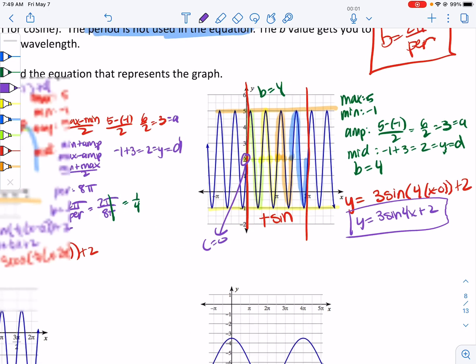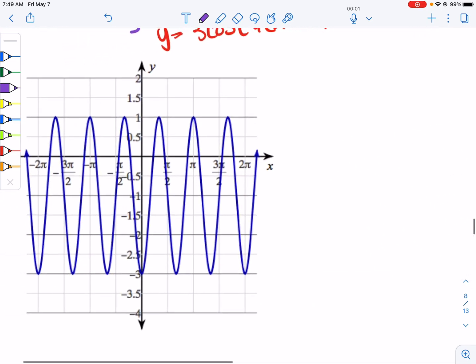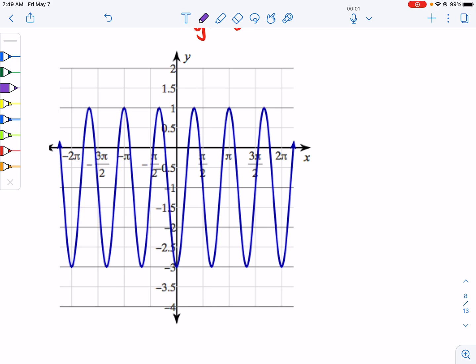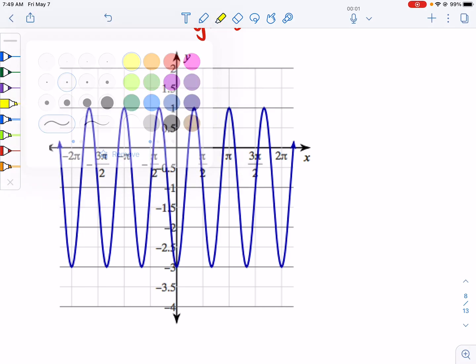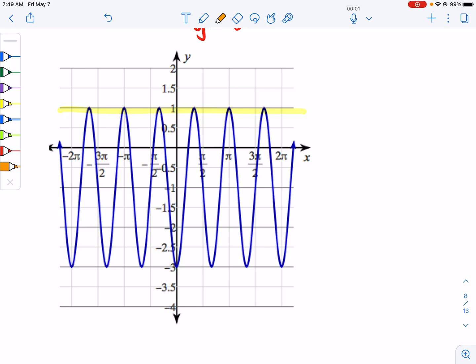Okay. So let's take a look at this one. Again, pause the video, see if you can find the amplitude, midline, max, and minimum. Okay, so let's check and see what you got for your max, min, amplitude, and midline.